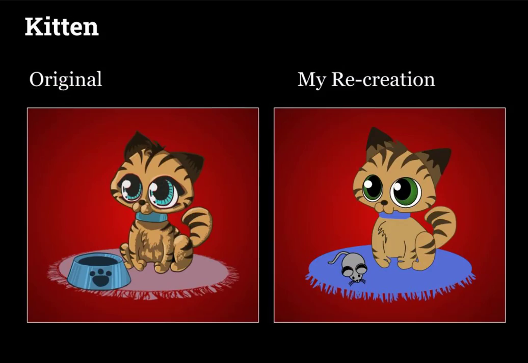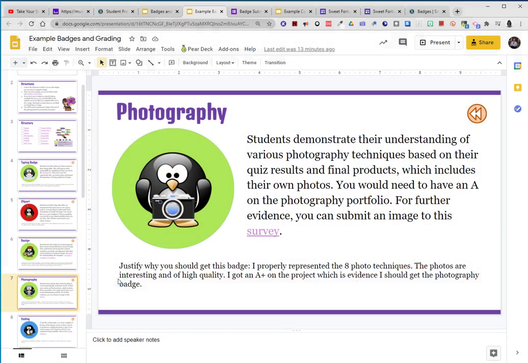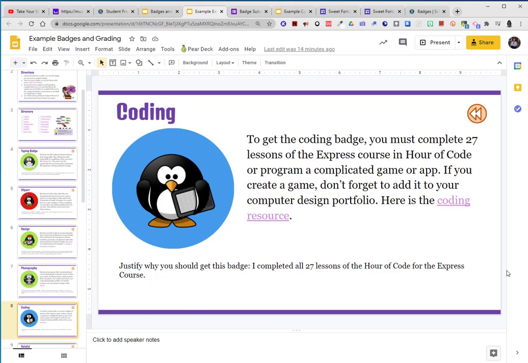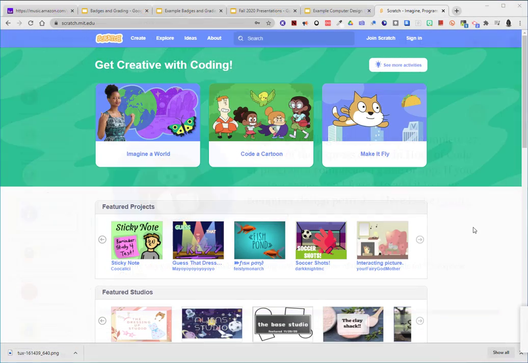Clip art, you would definitely need a link to that. Photography, I would need a link maybe to your photography portfolio. These have to be your personal photos, not from professionals. The coding example would require you to do a screen recording showing that you have completed the Hour of Code, and that video happens to be on the coding assignment. Coding could also include a Scratch game or other evidence of coding.